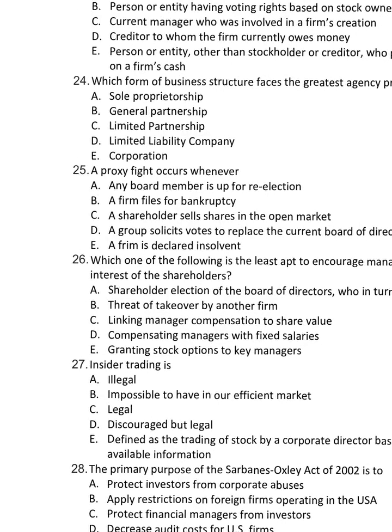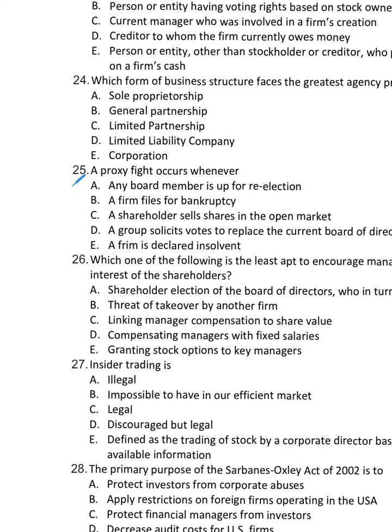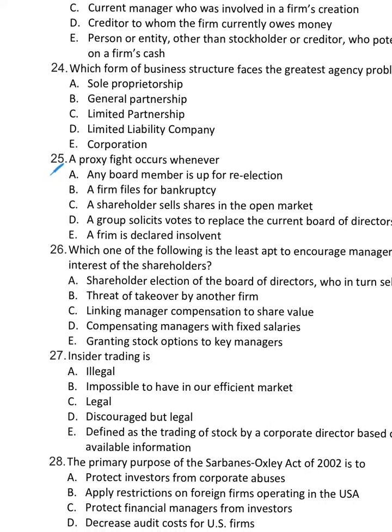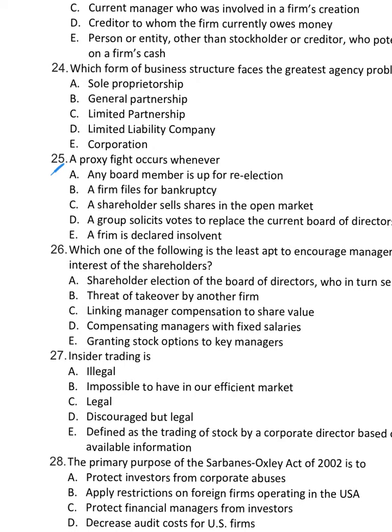So the other question that we would like also to answer is number 25. A proxy fight occurs whenever. So let's remind ourselves what we mean by proxy fight. Remember that when we are talking about the mechanism, when we have some stockholders that are unhappy or not so happy with the existing management, when this occurs, we have something that is called proxy fight. A proxy is the authority to vote someone else's stock.